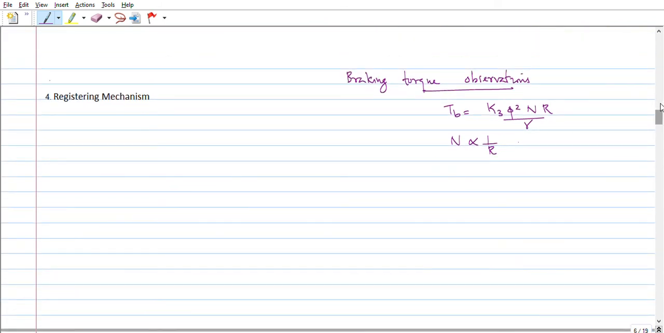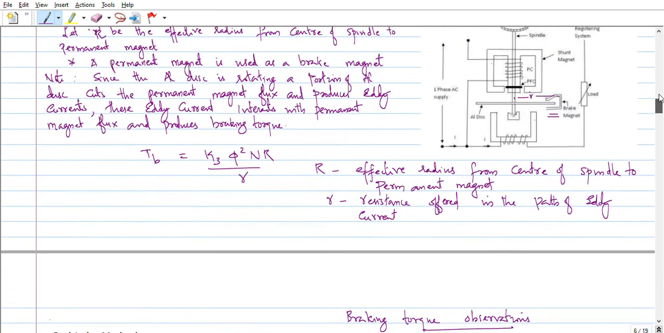That means as r increases, N decreases. Or as r decreases, N increases, an inverse relation. Now if we look at this diagram, what is R? It is capital R, not small r. What is capital R?